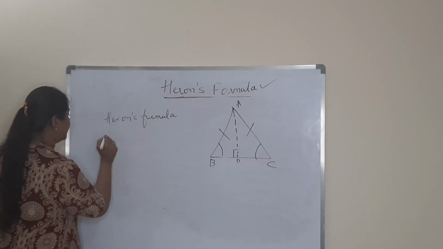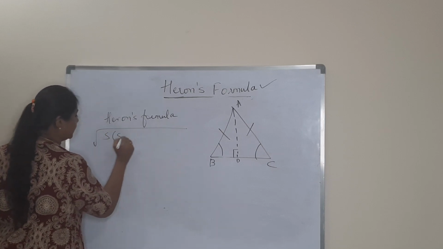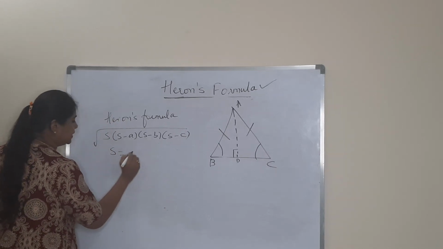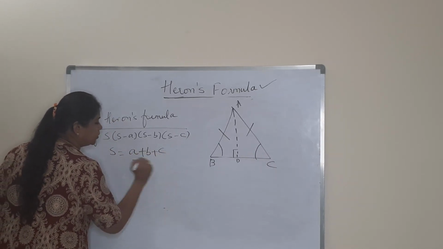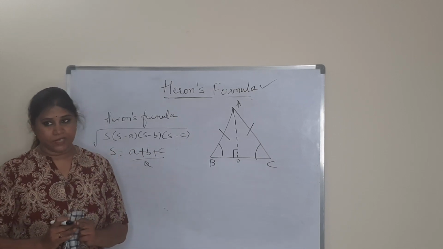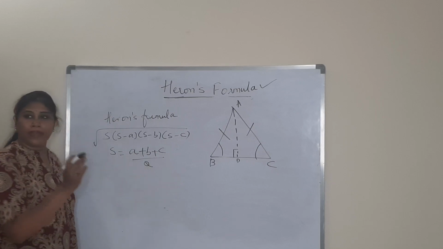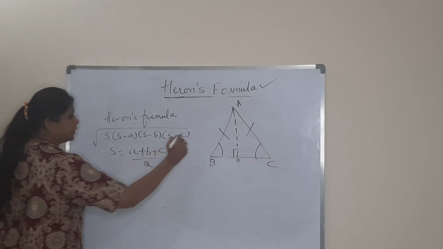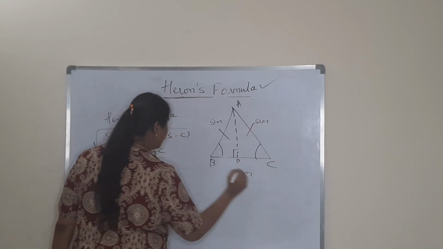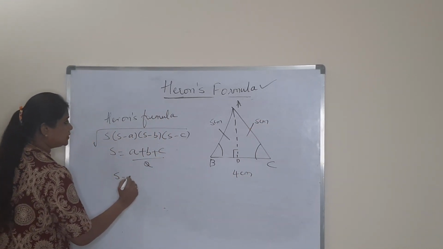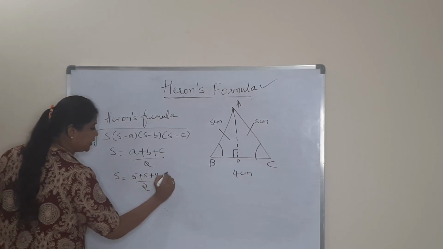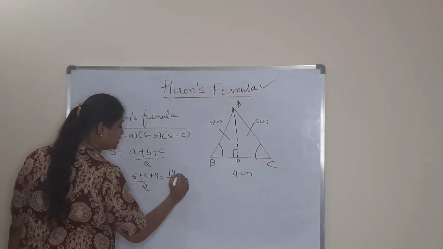So he has given a formula: root of s into s minus a into s minus b into s minus c. Here s is the semi perimeter of the triangle. We know that the perimeter of the triangle can be got by adding the sides, and the semi perimeter is that divided by 2. Now see, this side was 5, this was 5, and this was 4. So s is 5 plus 5 plus 4 by 2, which is 14 by 2, that is 7.